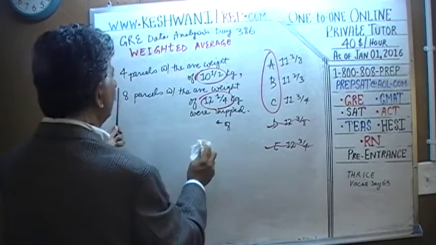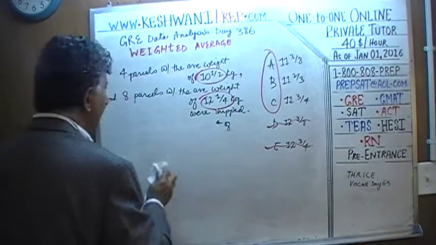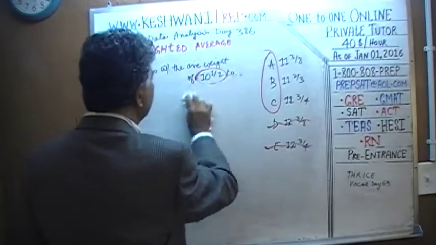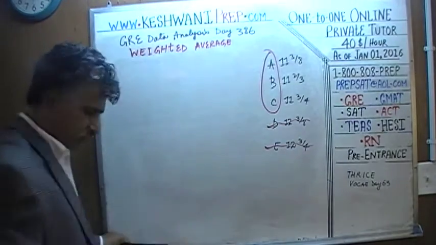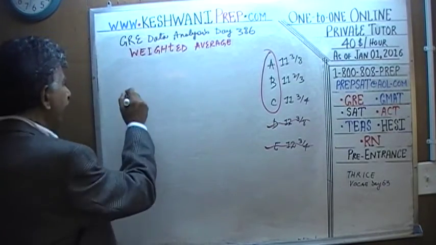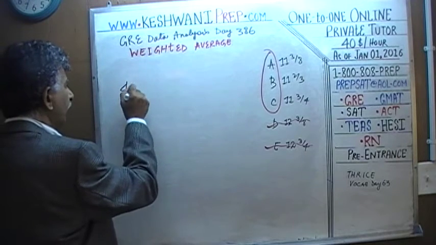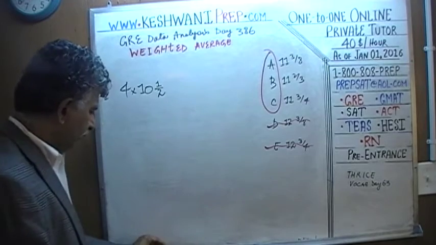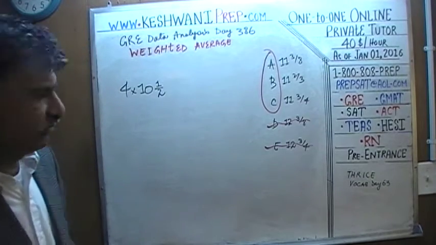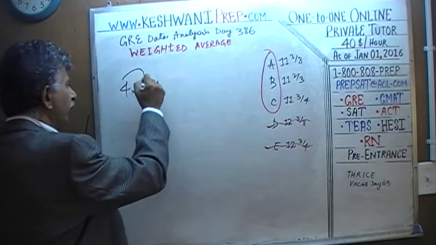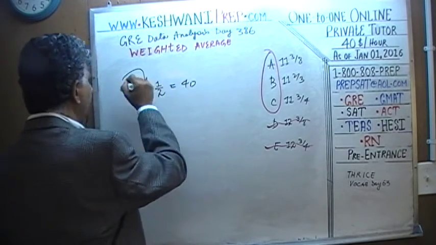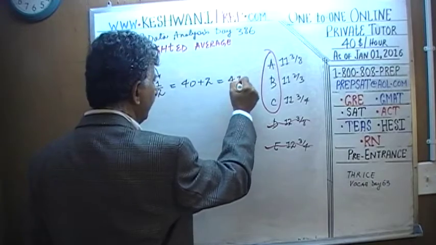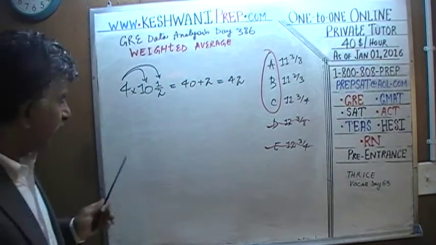So we have 4 of 10.5, and 8 of 12 1/4. Remember it. 4 of 10.5. So let's find out what that amount is. 4 times 10.5. Well, it's very straightforward. 4 times 10, of course, is 40, and 4 halves are 2. It is 42. Let's do the next one.